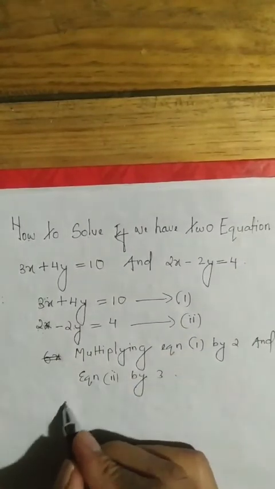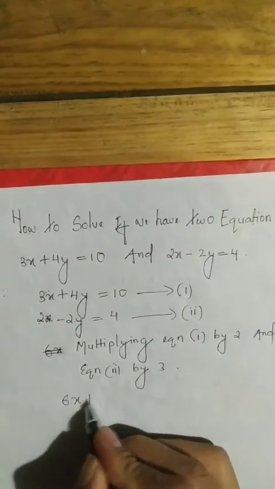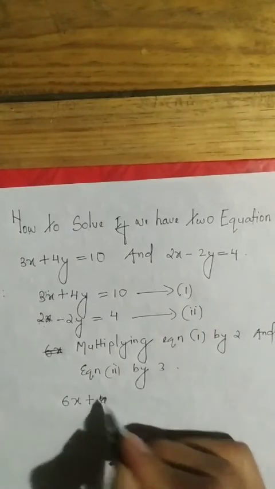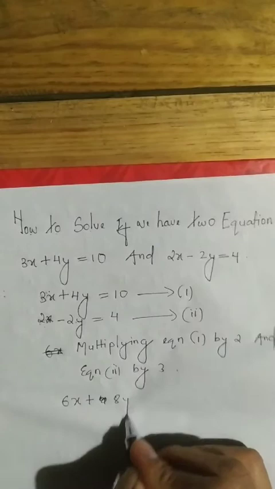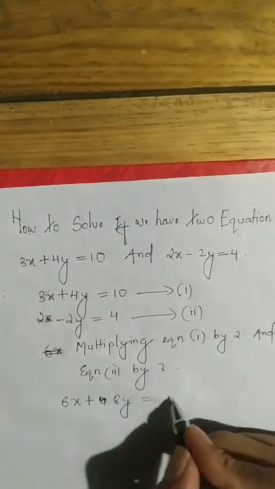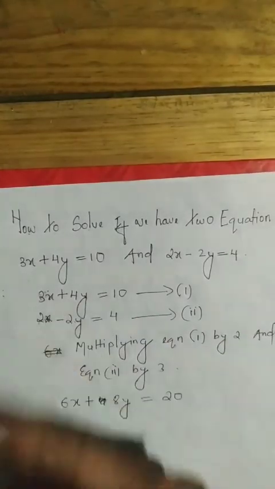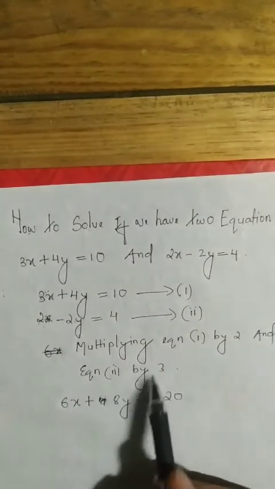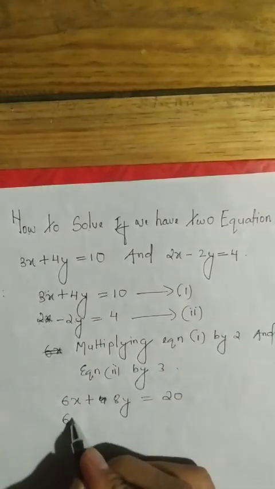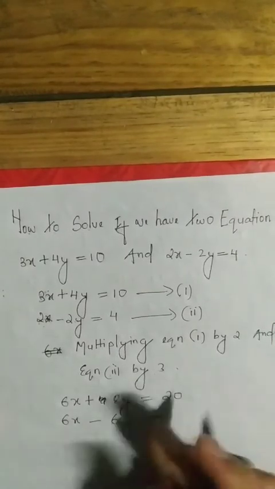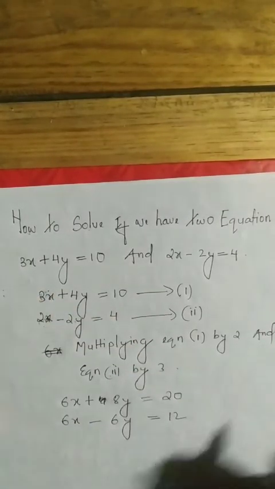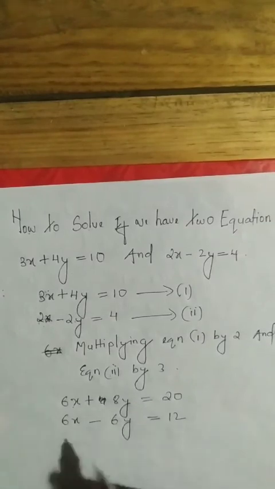2 times 3 is 6x, 2 times 4 is 8y, is equal to 2 times 10 is 20. Now I have to multiply equation 2 by 3. That means 3 times 2 is 6x minus 3 times 2 is 6y, 3 times 4 is 12. Now let's check here, x is the same.